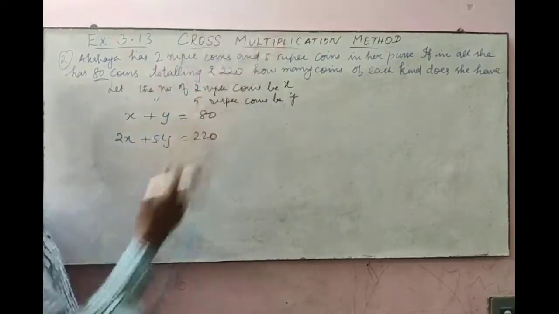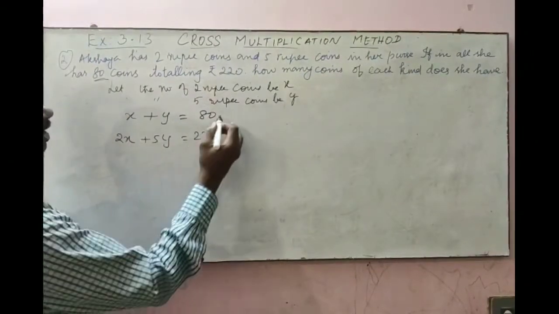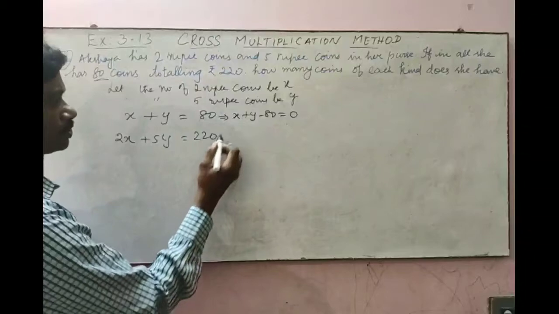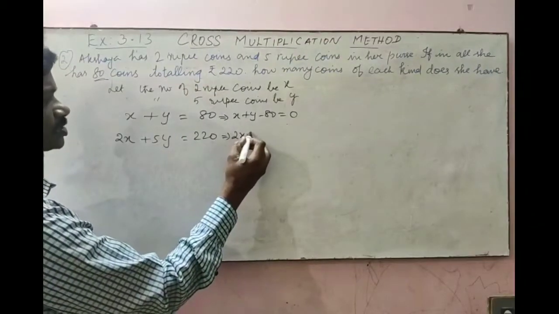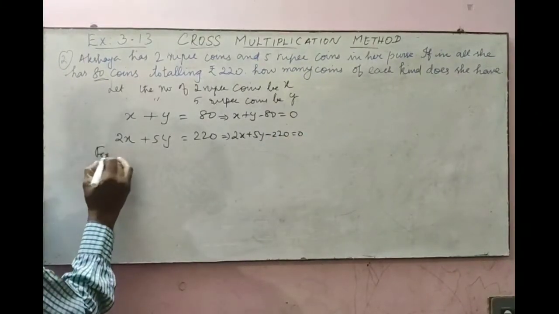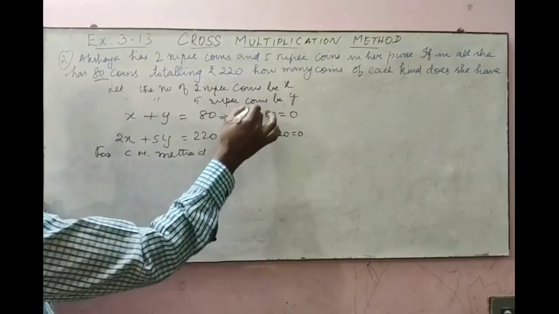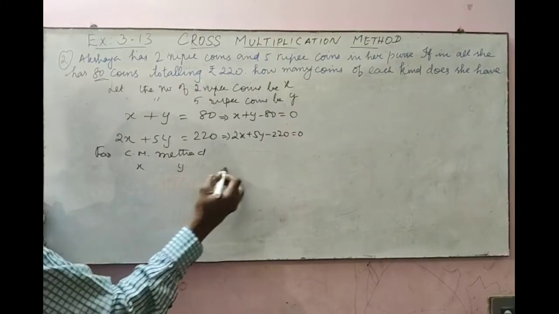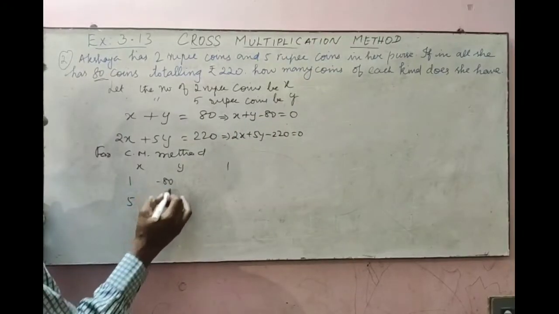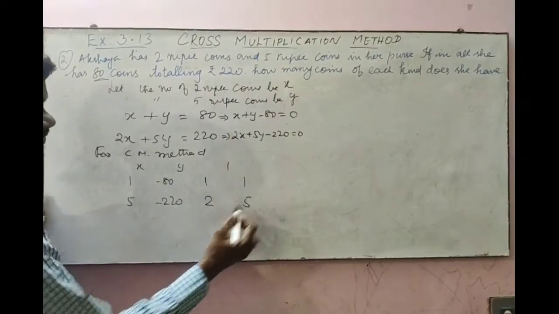Then for the cross multiplication method, we have to bring the constant to the left side. So I am going to write the first equation as x plus y minus 80 equal to 0, and the second equation as 2x plus 5y minus 220 equal to 0. Then for the cross multiplication method, I am going to write the coefficients, starting from the center. So x, y and 1. In the center we have 1, 5. Then the next numbers are minus 80, minus 220. Again 1, 2, here 1 and 5.